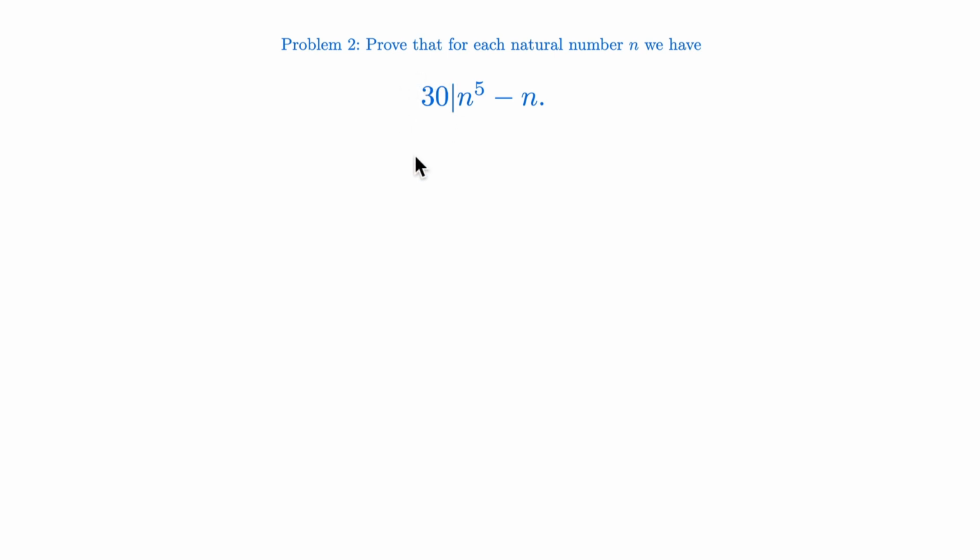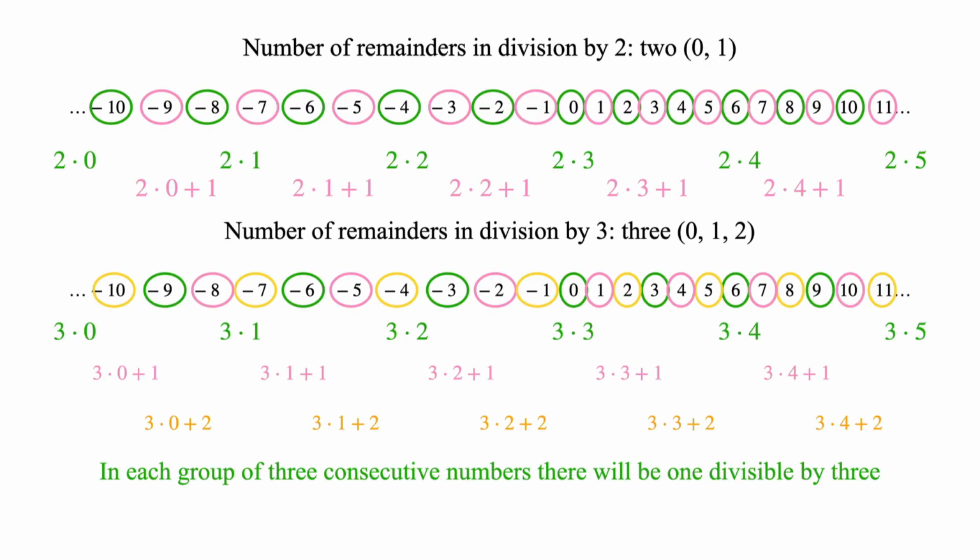Before I start showing you the two methods, I would like to remind you of something you know already. Every second integer is divisible by 2, every third is divisible by 3. So if we have a group of 3 consecutive integers, one will be divisible by 3 and at least one by 2. It depends on which 3 you happen to take, so it will be 2 or 3 numbers which are even.